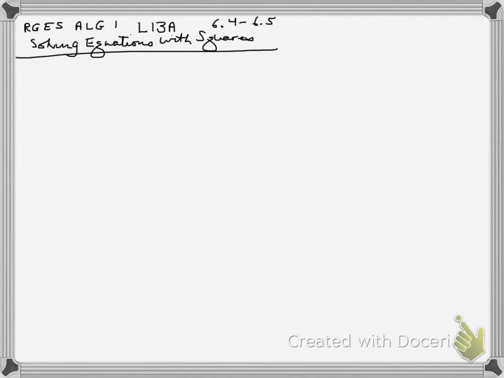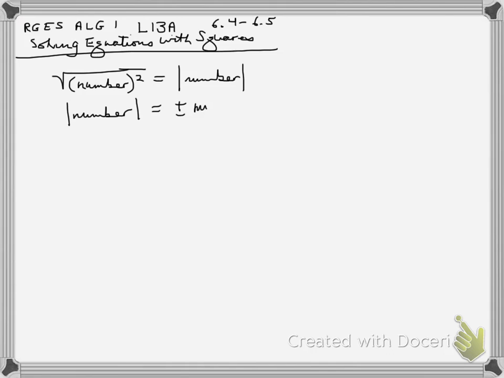Okay, now the key idea here is that the square root of any number squared is going to equal the absolute value of that number. And recall what we already know: the absolute value of a number equals plus or minus the number. So we're going to use these ideas together, and this is where we're going with it.